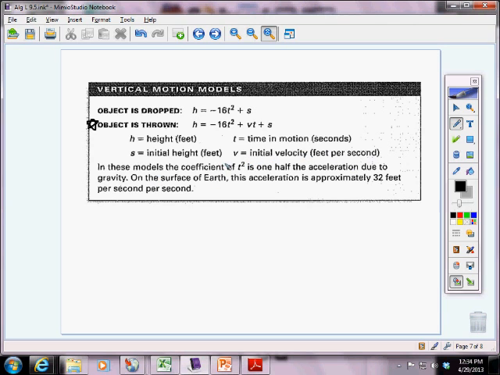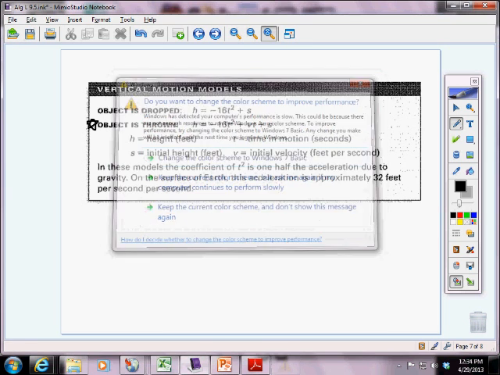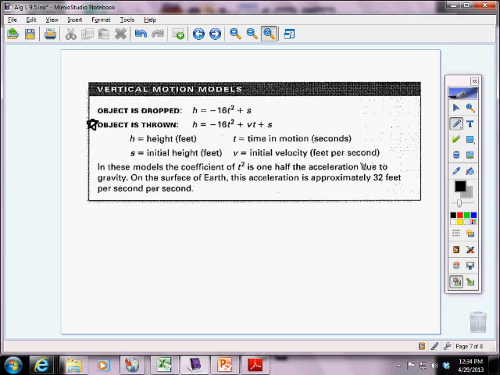In these models, the coefficient of t squared is 1/2 the acceleration due to gravity. On the surface of the Earth, this acceleration is approximately 32 feet per second per second. So that's where this negative 16 is coming from. It's not just being made up. It's really based on this gravity. So it's half of this gravity of 32 feet. So we're going to focus on this vertical motion model right there, keeping in mind that our initial velocity is v and our initial height is s.